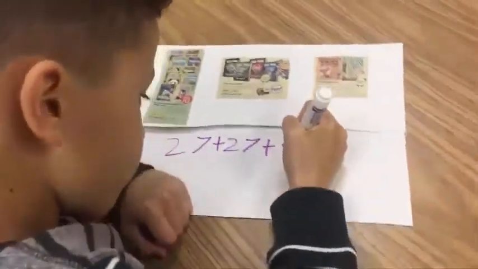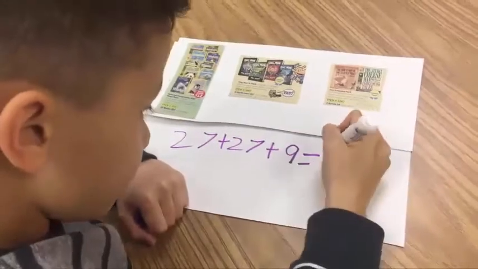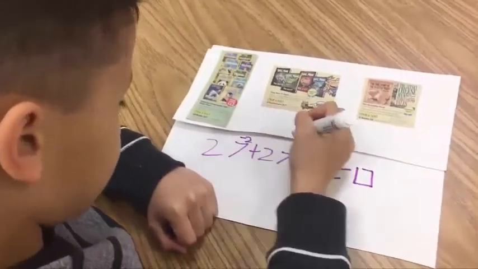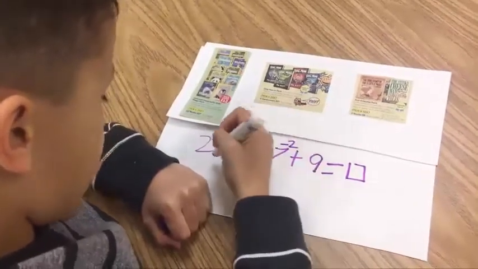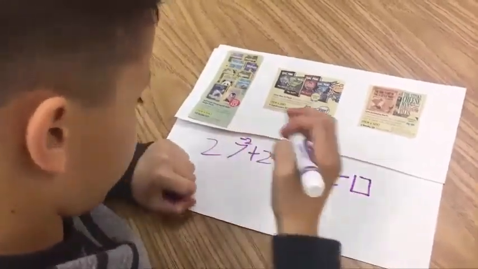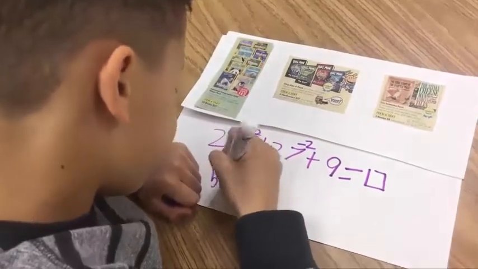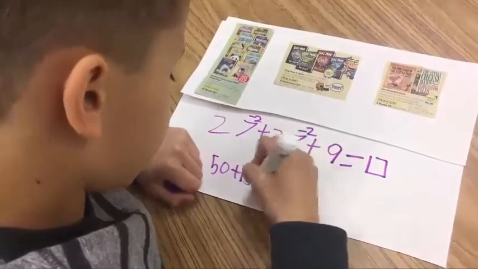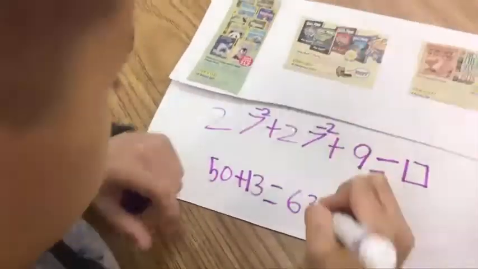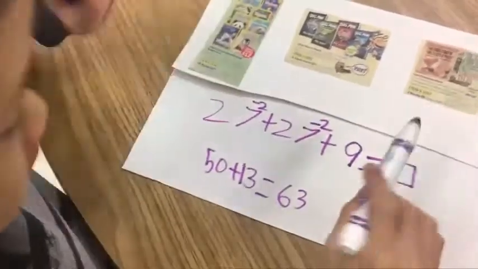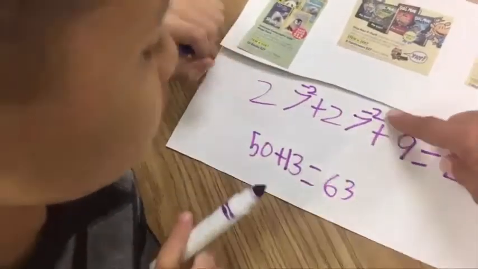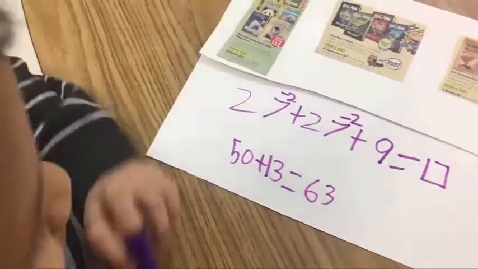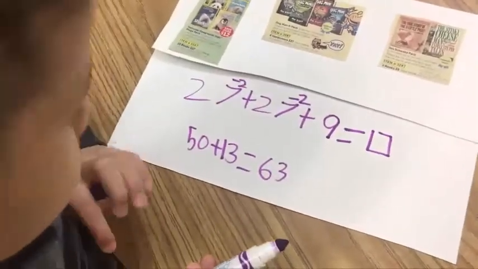And how can you find the sum of 27 plus 27 plus 9? I can think of quarters and take away 2 from these 7, and I can add those. 25 plus 25 equals 50. 50 plus 13 equals 63. And how did you get 13? I got 13 from these two 2s, so the 2 plus 2 plus 9. Okay, so your total cost is $63.